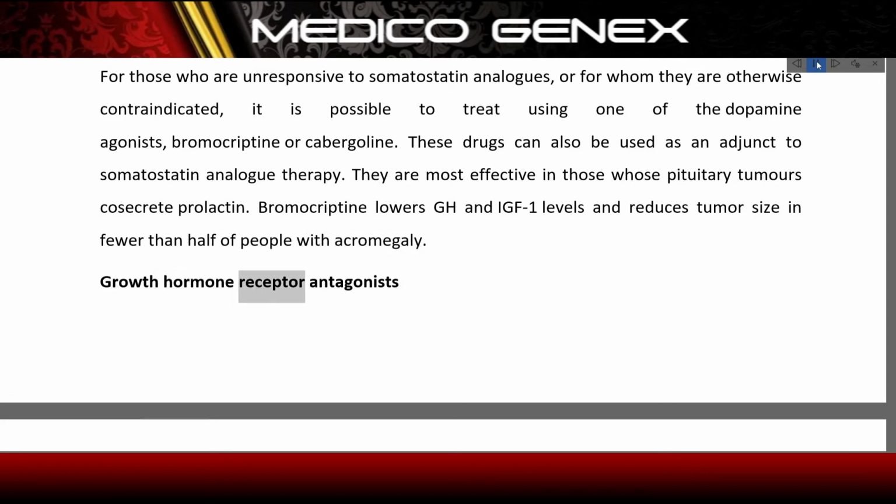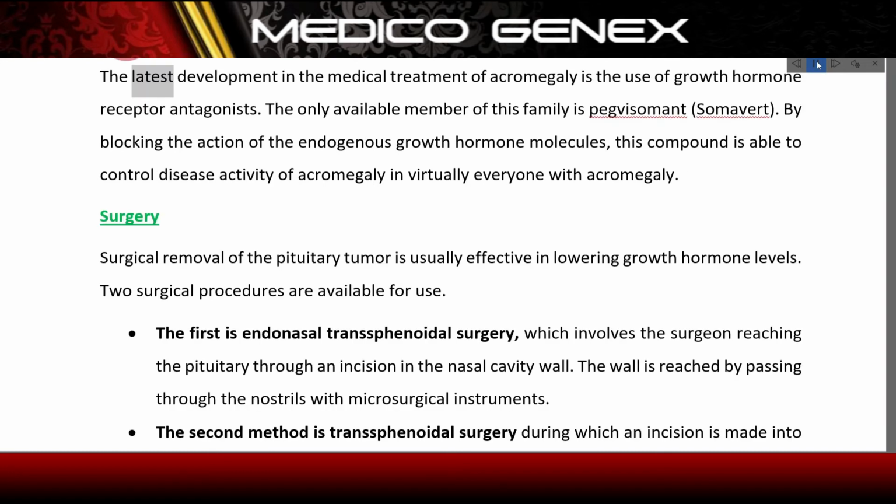Growth hormone receptor antagonists. The latest development in the medical treatment of acromegaly is the use of growth hormone receptor antagonists. The only available member of this family is pegvisomant, Somavert. By blocking the action of the endogenous growth hormone molecules, this compound is able to control disease activity of acromegaly in virtually everyone with acromegaly.